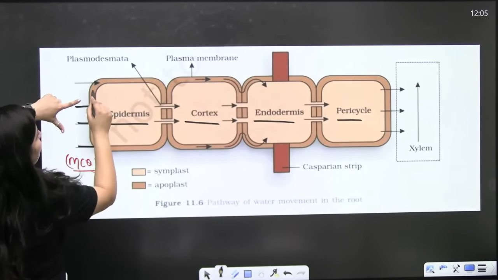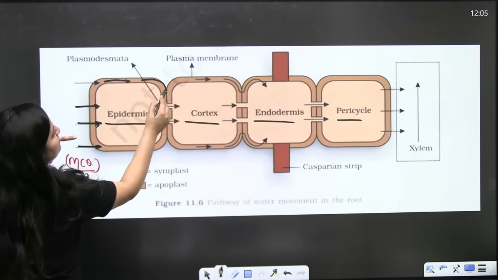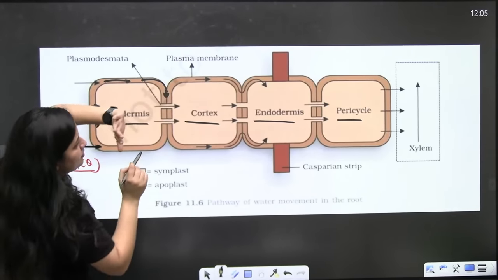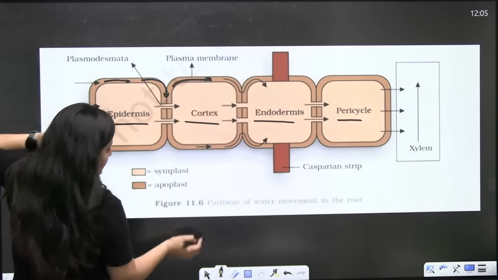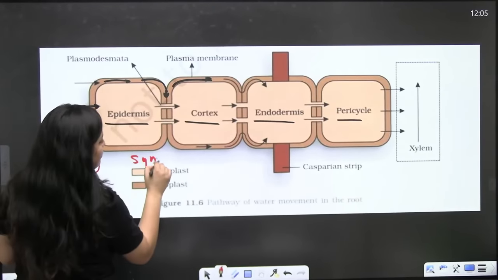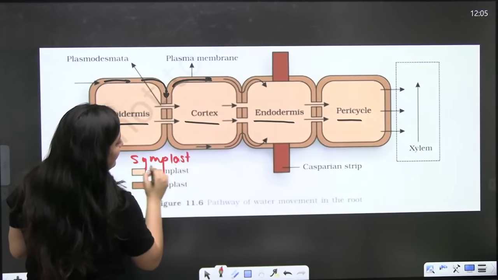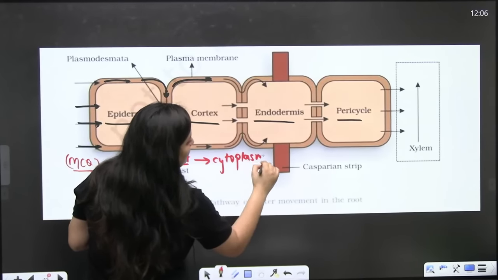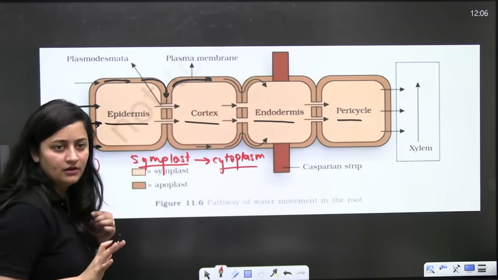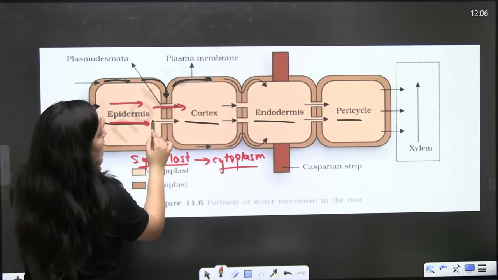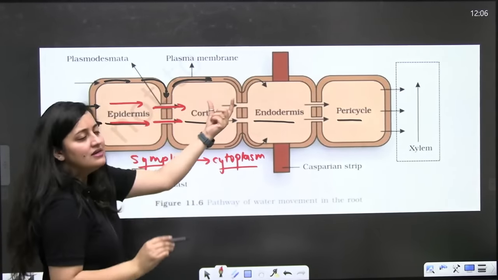So here, when the water is moving through the cell wall, it is comparatively faster because no resistance will be offered here. So this is apoplast. But when the word is symplast, it means cytoplasm, which is the living thing, the protoplasm is considered here. In that case, water will move from this cytoplasm via the plasmodesmatal connections.